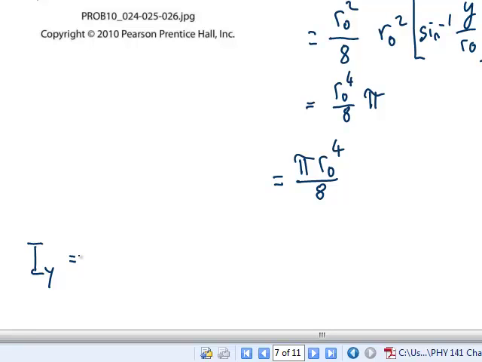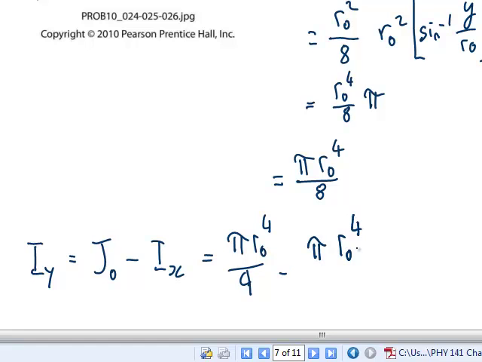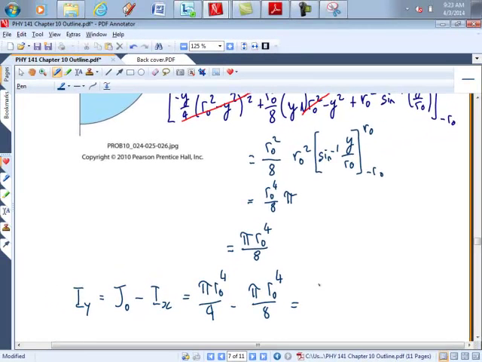The reason we know it's the same is because J is equal to Ix plus Iy. So Iy is equal to J minus Ix. So that's pi r₀ to the fourth over 4 minus pi r₀ to the fourth over 8 equals pi r₀ to the fourth over 8. Now we went to the trouble of doing the integrals on this one, which is good practice.